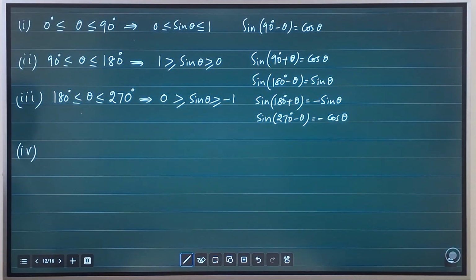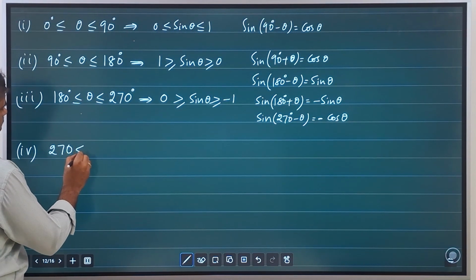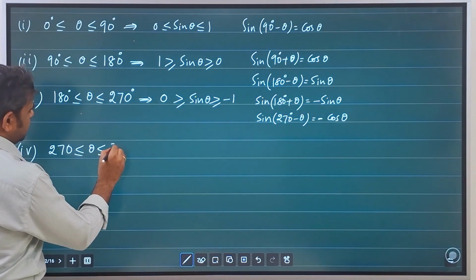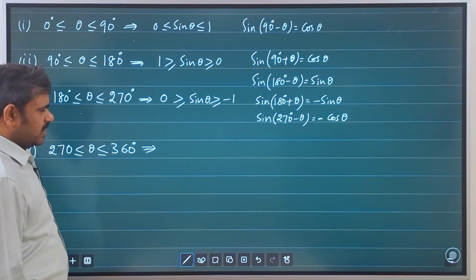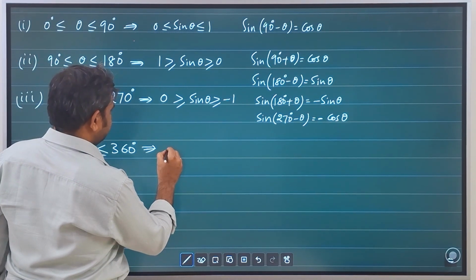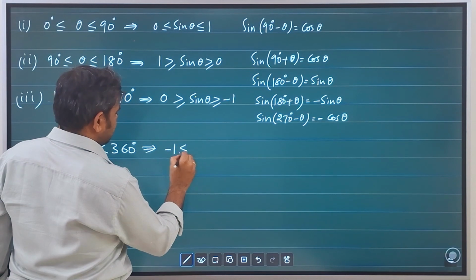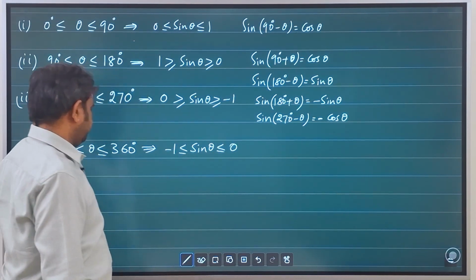Okay. Now the fourth quadrant is 270 degrees to 360 degrees. So theta changes from 270 to 360 degrees, and sine theta increases from minus 1 to 0.